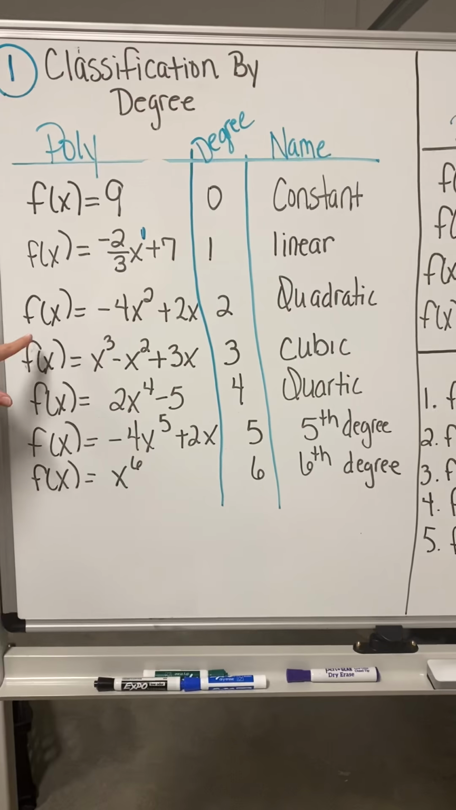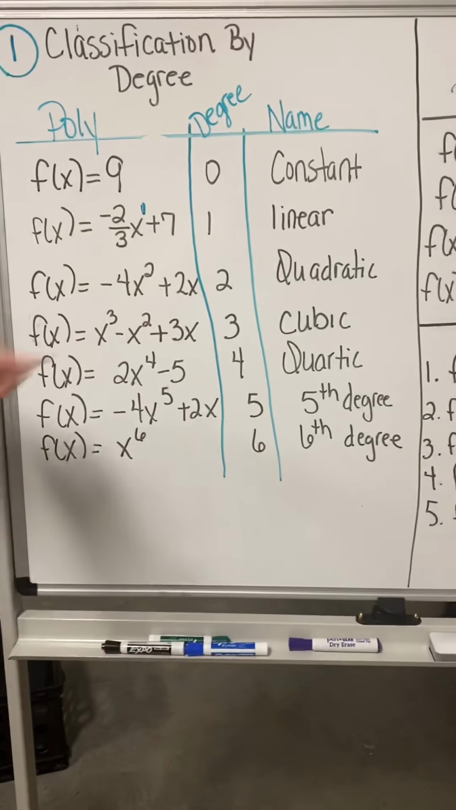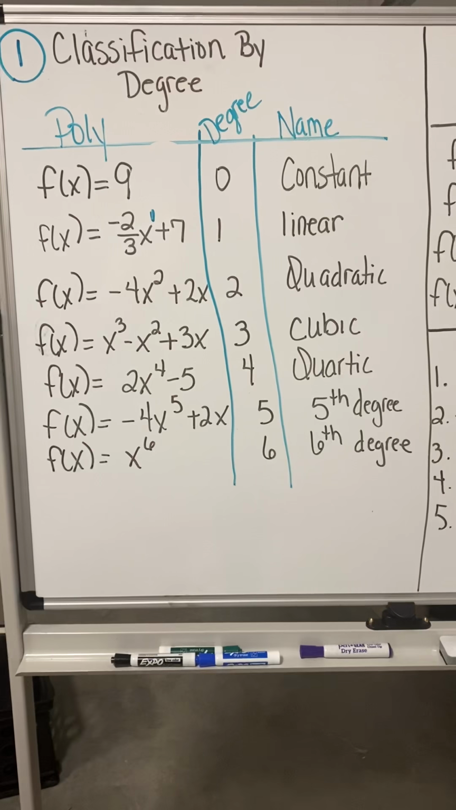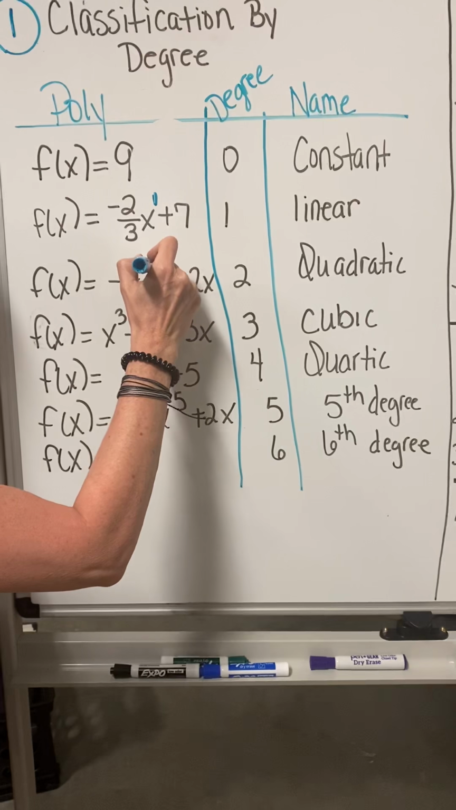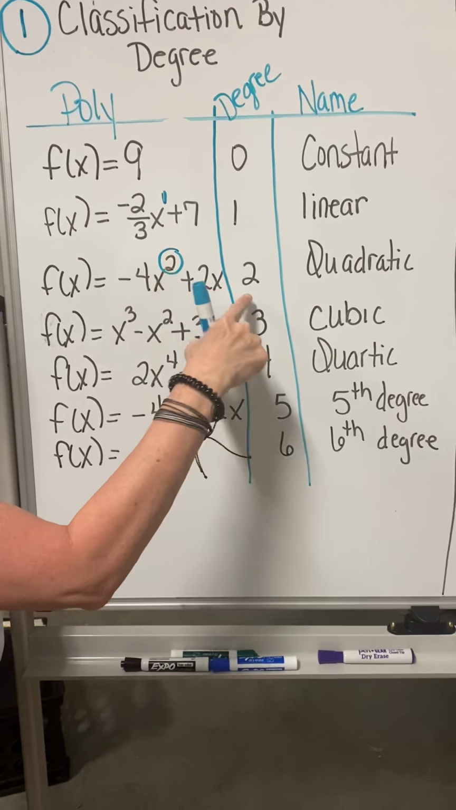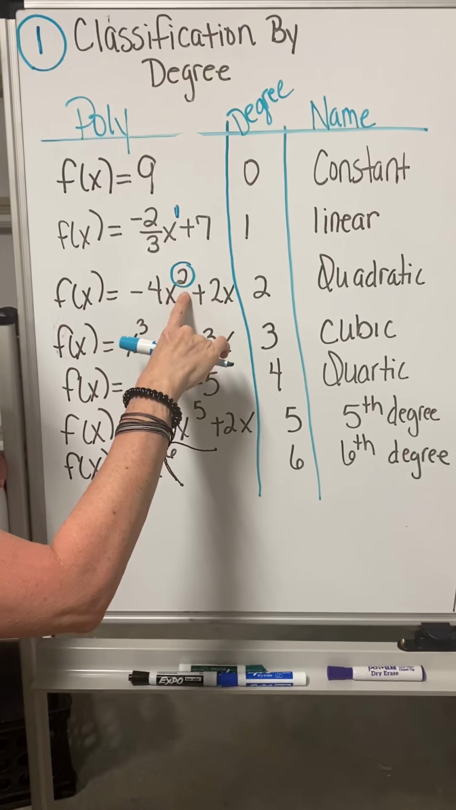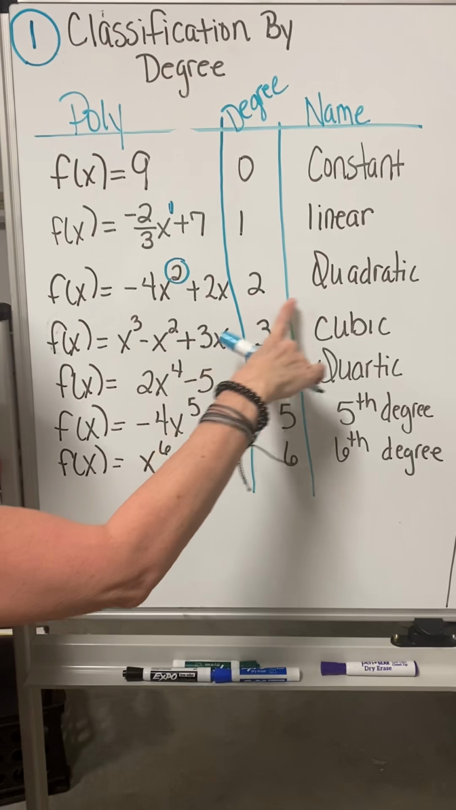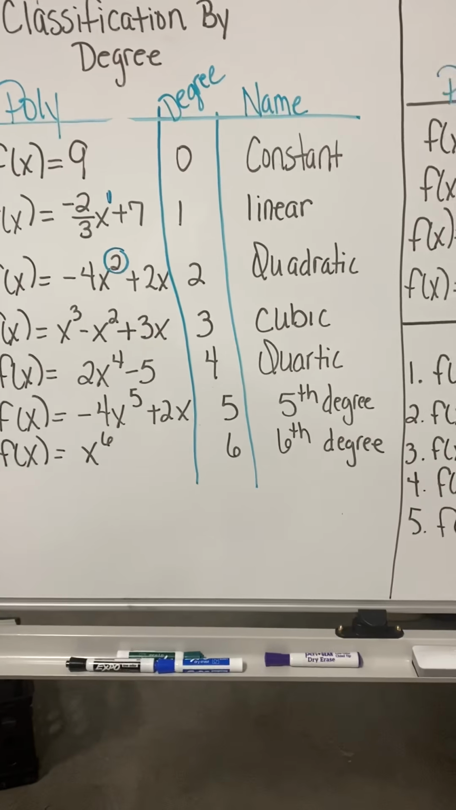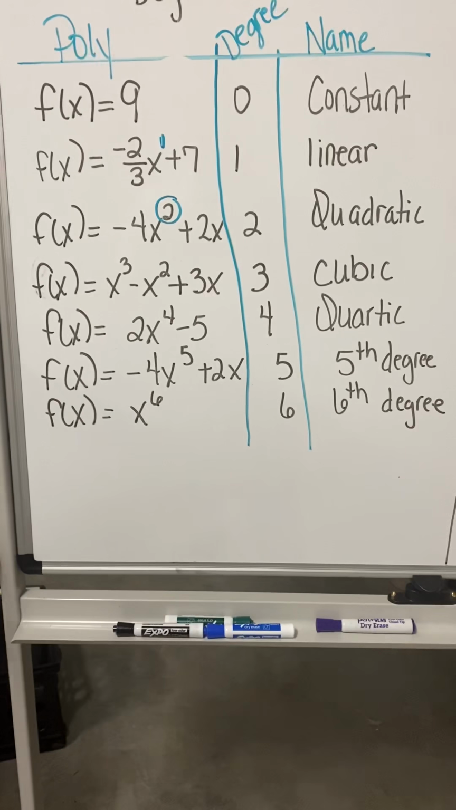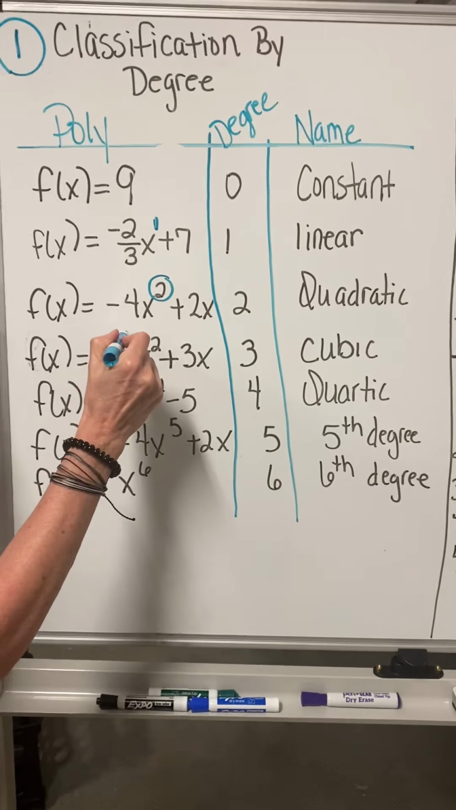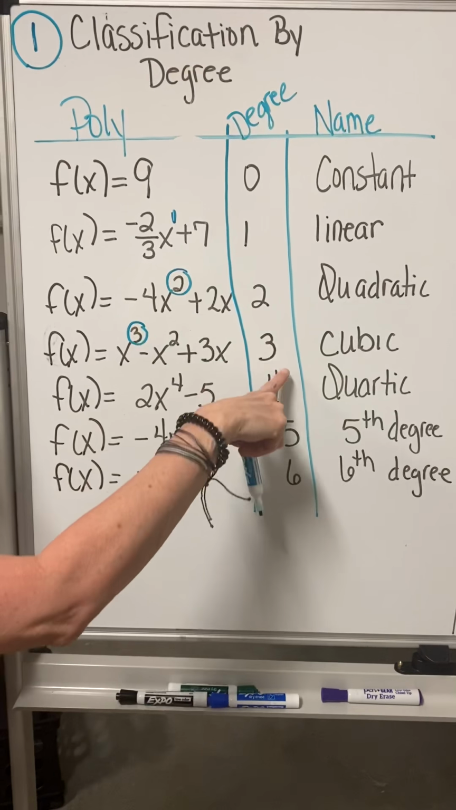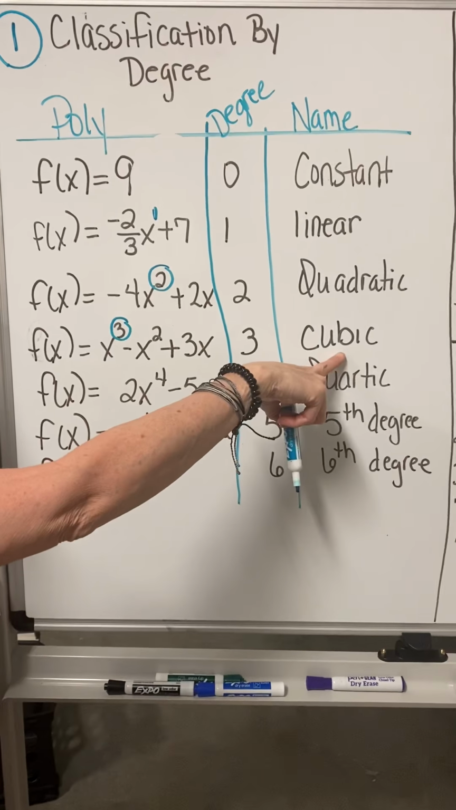All right, the next one we have, if you look at this next polynomial, f of x is equal to negative 4x squared plus 2x. The highest exponent we have on that polynomial is 2. So if your highest exponent is 2, the degree is 2, and that would be called a quadratic because the highest exponent is 2.